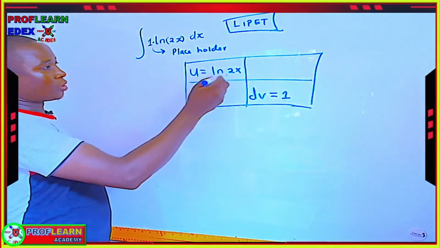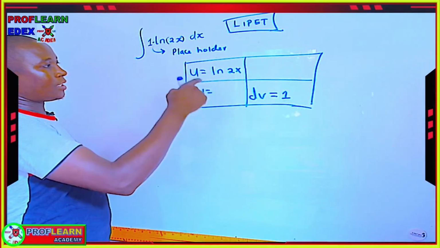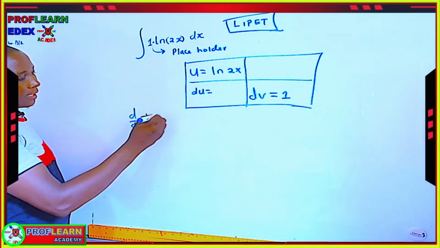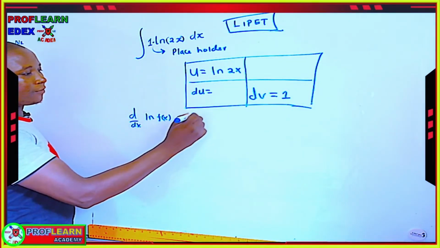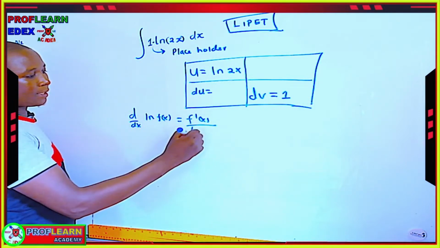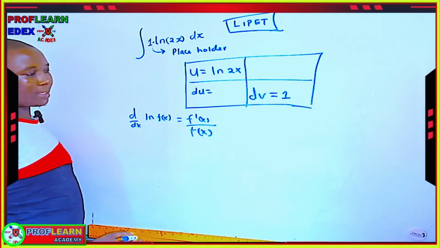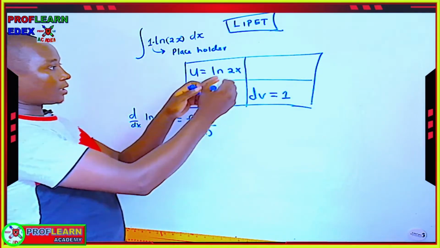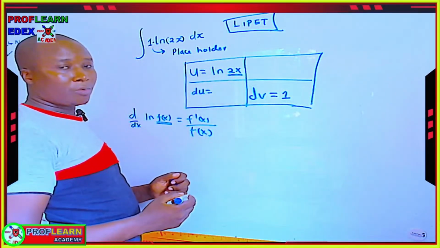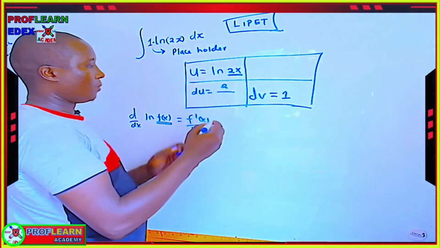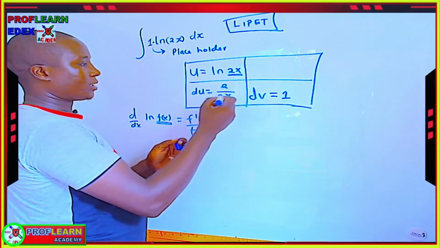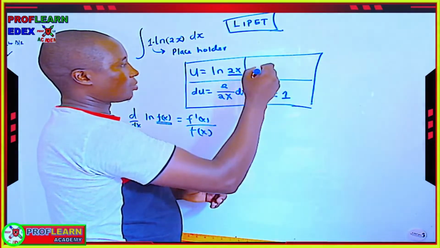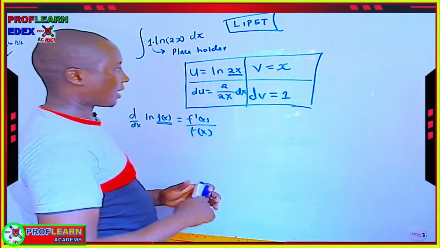So meaning if we are going to find du here, differentiating this, remember d/dx of ln f of x is usually the derivative of f of x divided by f of x, right? Remember that. You differentiate the function that you are having here, and divide by that particular function. So basically differentiating this part, we are going to have 2 divided by 2x, which is going to translate to 1 over x, right? And then integrating dv, we're going to get our v equals to x at that point.